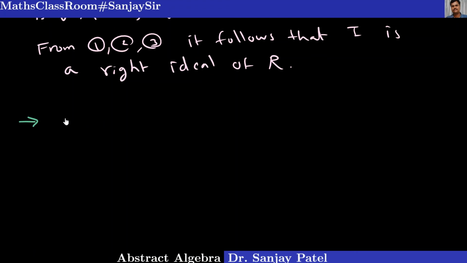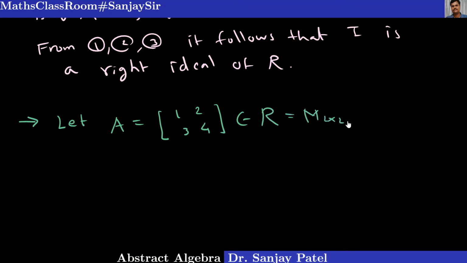Let me take one special case directly. Let some matrix from the ring R, which is the set of all 2 cross 2 matrices. So let us take A equal to 1, 2, 3, 4. This belongs to the ring R. Because we know the answer, we are asked to prove it is not a left ideal.